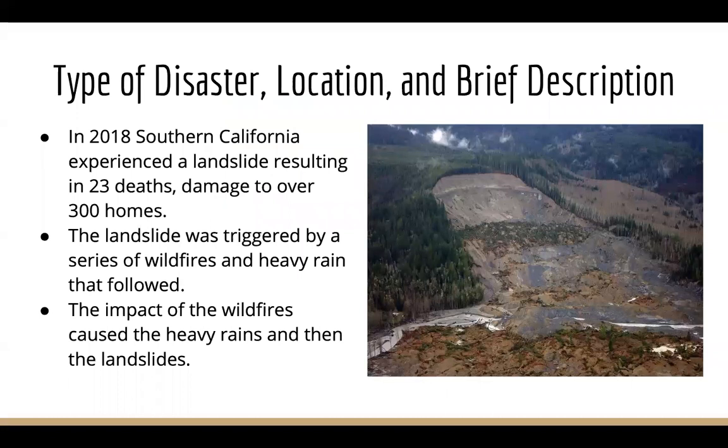So in 2018, Southern California, specifically Montecito and Santa Barbara County, experienced a landslide which resulted in 23 deaths and damage to over 300 homes. This landslide was triggered by a series of wildfires that had already hit California and was followed by heavy rain. And because the ground was already so scorched from the wildfires, the heavy rain then caused mudslides, and dozens of people became trapped in their homes and had to be rescued.